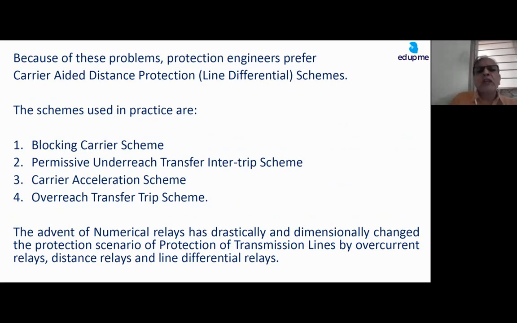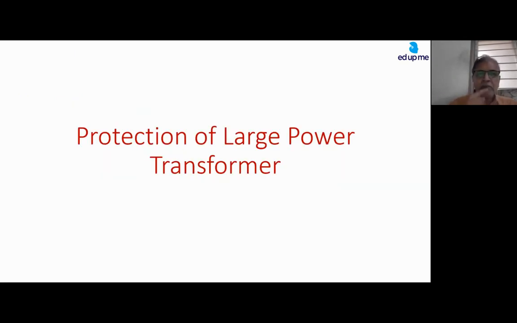Because of these problems, protection engineers prefer, rather than simple distance protection, carrier aided distance protection, or many people call it line differential schemes. These schemes use blocking carrier, permissive underreach transfer trip scheme, transfer trip scheme, carrier acceleration, and permissive overreach transfer trip scheme. Once again, we would need a number of hours to talk about what is carrier, what are the carrier equipment, and how does the carrier work, and how does the carrier aid the distance protection, and what facilities are provided in modern numerical relays to work with this carrier aided distance scheme of protection. So these are all the subjects to be learnt in power system protection.